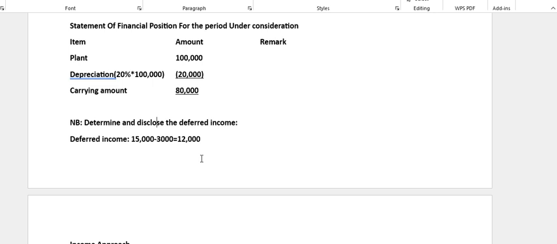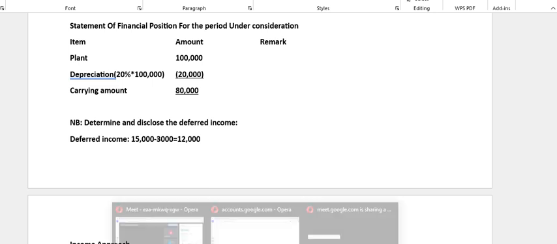Now, we also have to determine and disclose the deferred income. If we recognized 3,000 this year, it means that the income that is deferred is 12,000. How did we get that? 15,000 minus 3,000 gives us 12,000. In other words, that's why we call it the deferred method, because you are deferring the income until it is fully recognized in your statement of profit or loss as other income. That is that for that. Any questions so far?